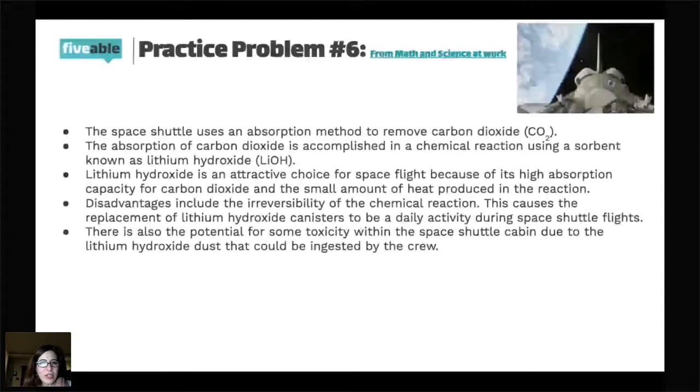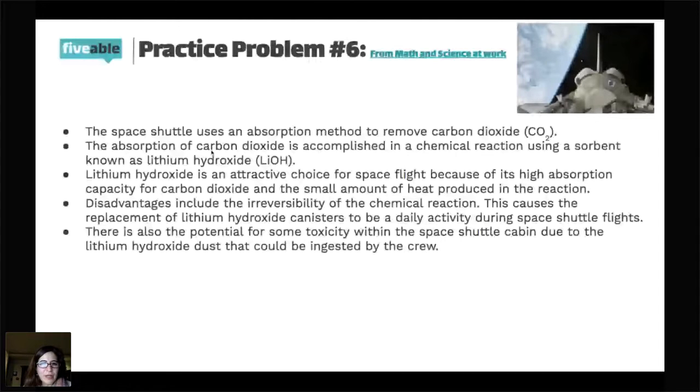So on the shuttle, the absorption of carbon dioxide is accomplished with a chemical reaction using a sorbent, something that absorbs, that is known as lithium hydroxide. Lithium hydroxide is an attractive choice for spaceflight because of its high absorption capacity for carbon dioxide and the small amount of heat produced in the reaction. You wouldn't want a lot of heat in such a small space.